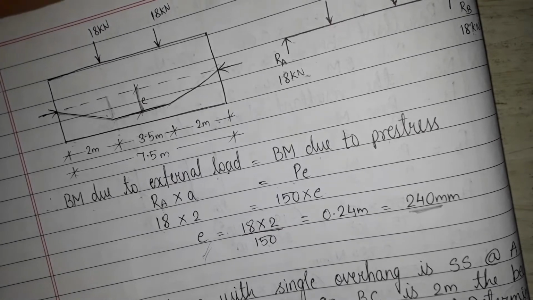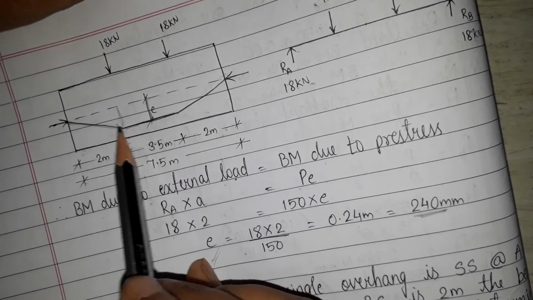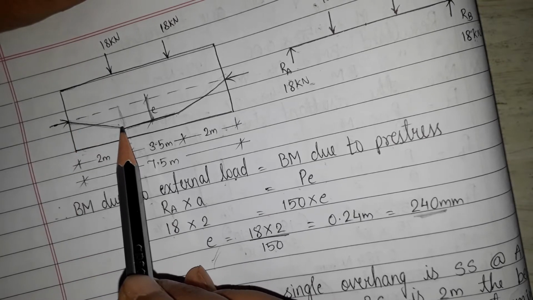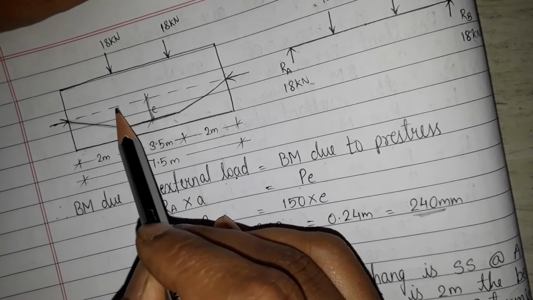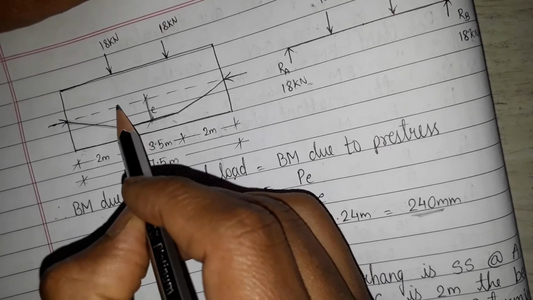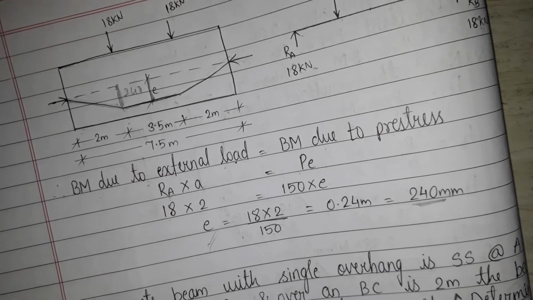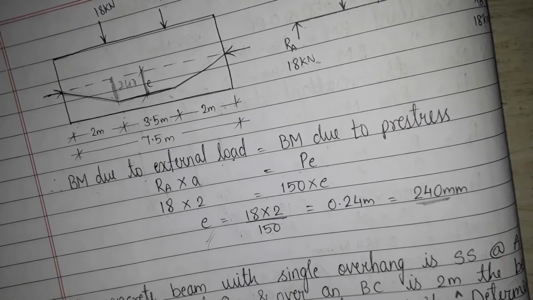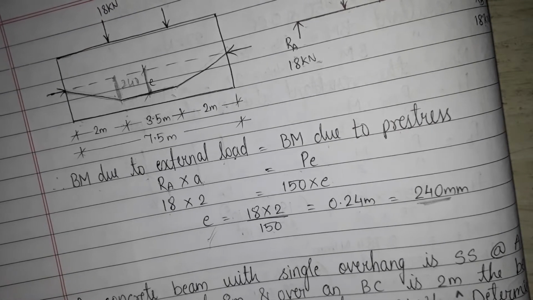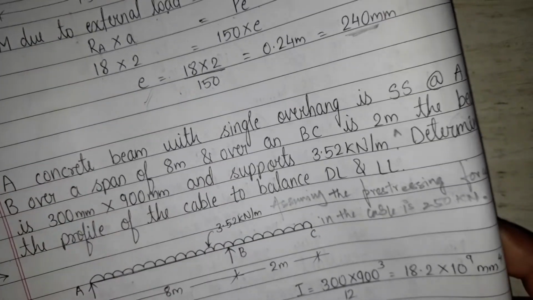So how do we have to provide the cable profile now? At this location, the cable profile is a straight slope, but the distance here is 240. So this distance we got as 240. Understood? So this is how we can provide the cable profile. Okay, now we'll solve one more problem here.